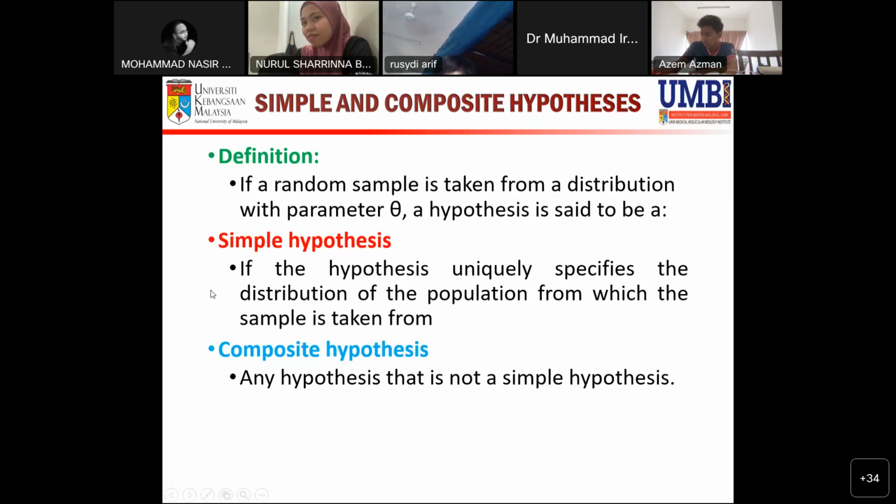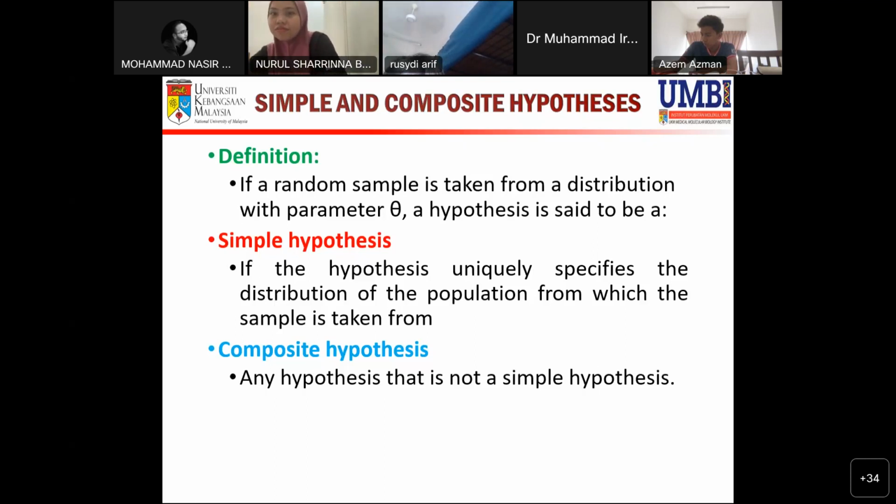hypothesis, for example, for your simple alternative hypothesis, if the mean and the variance are specified, I mean, they are given certain values, then you can say that is a simple hypothesis because you can now pinpoint a certain normal distribution. But it's considered a composite hypothesis if the hypothesis is not a simple hypothesis.